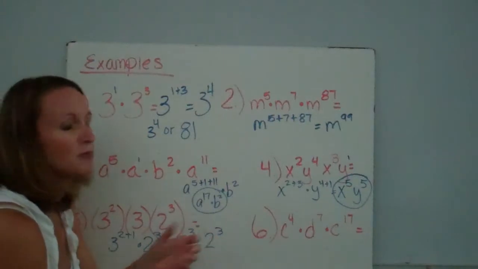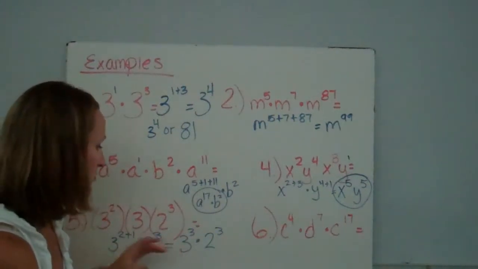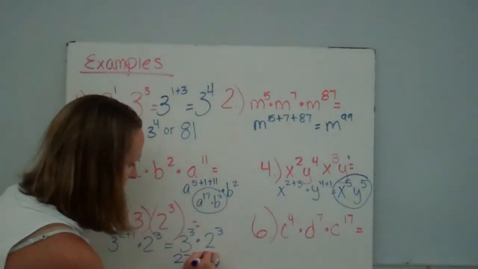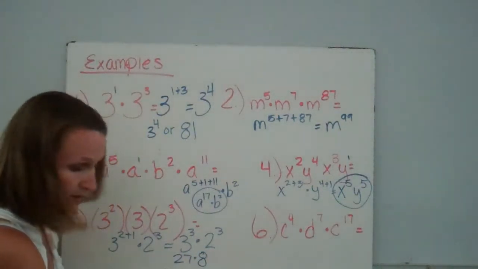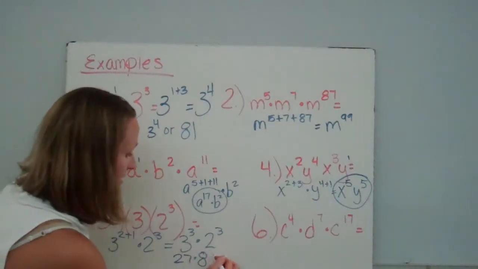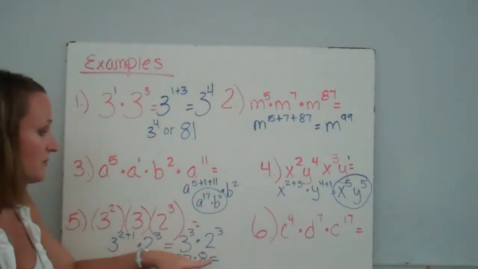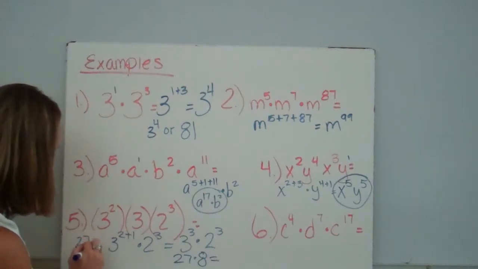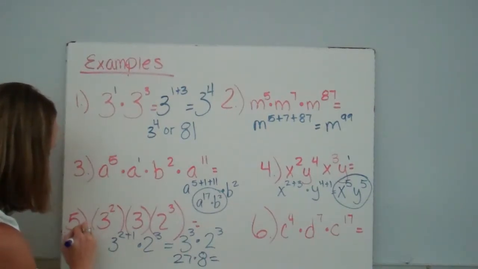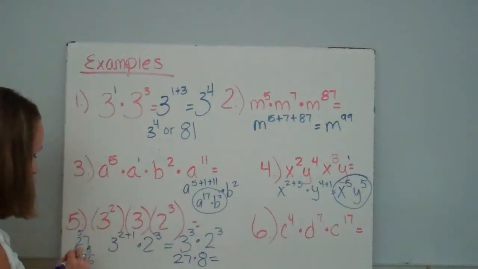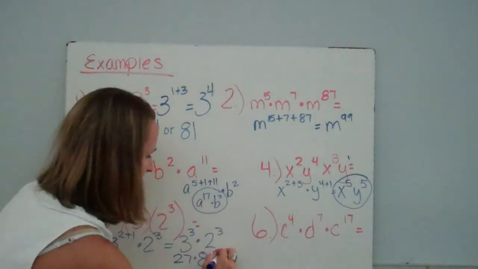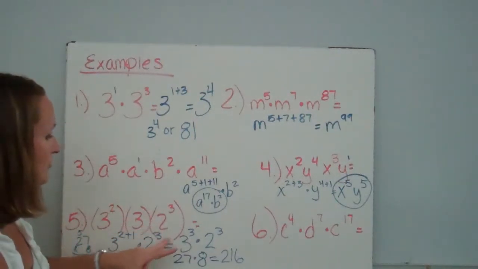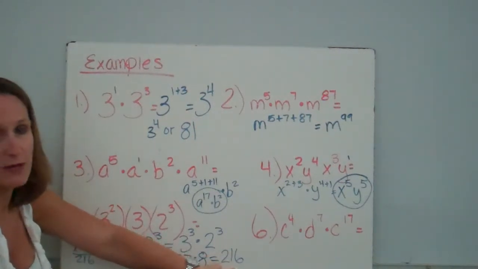Now, this one's numbers. I can multiply it out. 3 cubed is 27. 2 cubed is 8. I don't actually know what 27 times 8 is, but I bet you can figure it out. We did it, 27 times 8 is 216. So for this one, we are able to simplify it all the way till we have one number.